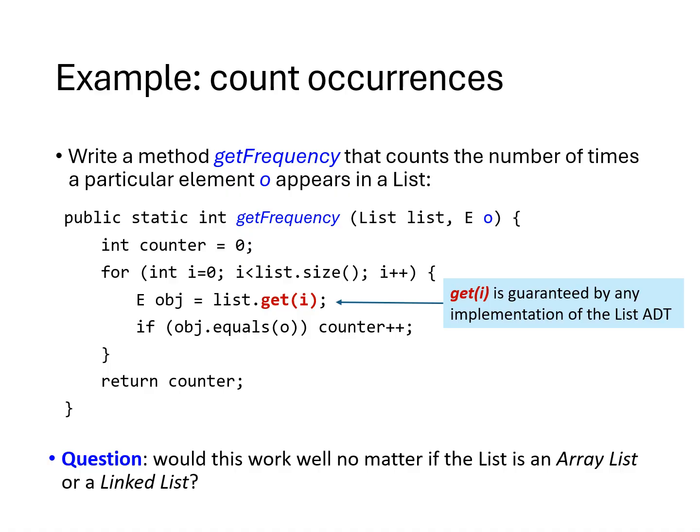Let's take, for an example, the task of getting the frequency of an item in a list. We want to count how many times a given element O is encountered in a list. Using the operations which are already supported by the list, we can write a loop where we will get an element from every position of the list and compare it to O. If they are equal, we increment the accumulating counter.